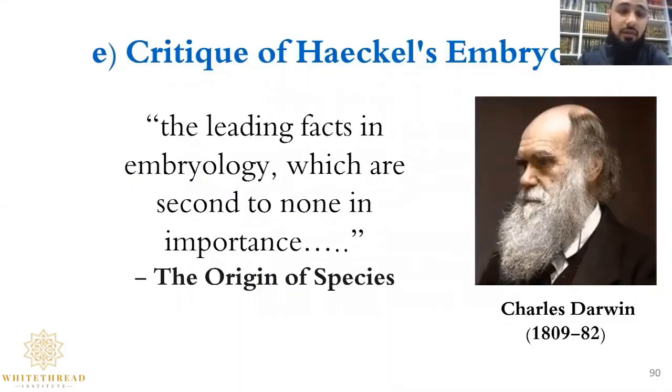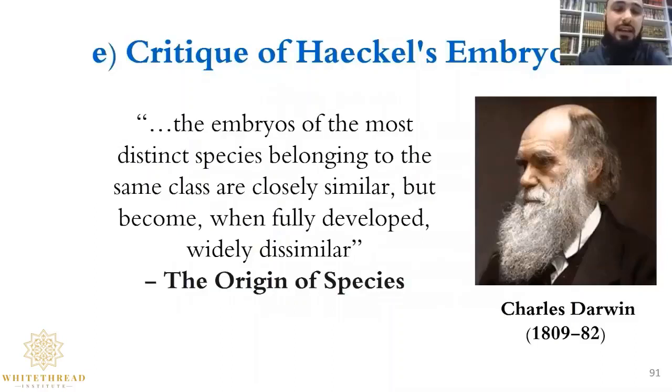The leading facts in embryology are second to none in importance. This is in his book, so it's a recurrent theme. And here he explains why: the embryos of the most distinct species belonging to the same class are closely similar, but become, when fully developed, widely dissimilar. So the argument here is that embryos in the same class of animals will be more similar, and in distant classes of animals, the embryos will be different.